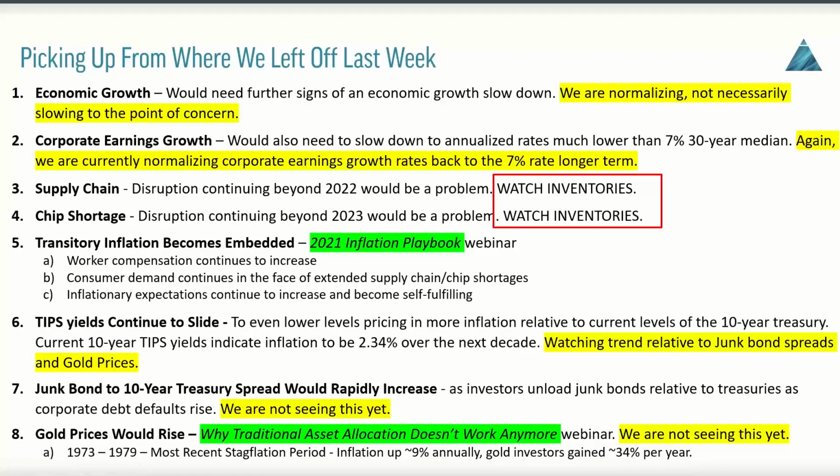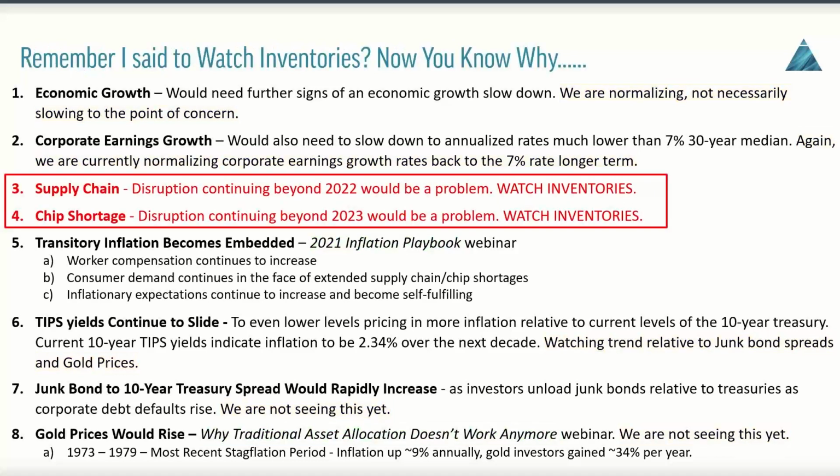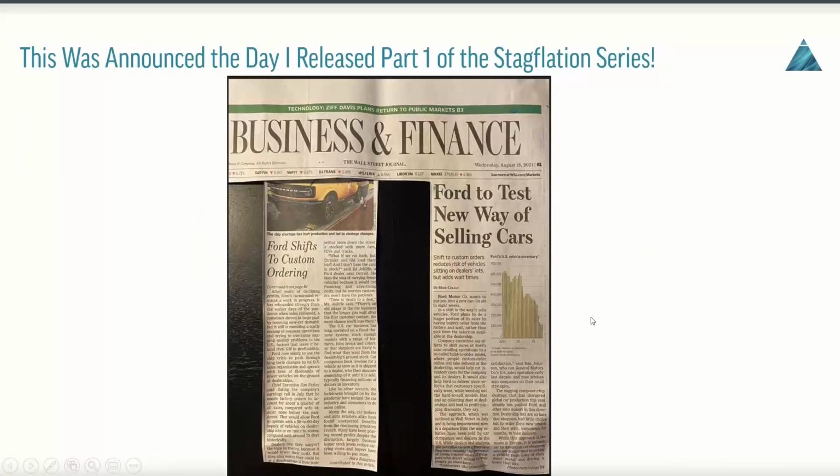And picking up where we left off last week, recall that I had outlined basically 8 of the clues that we need to look for with this concept of stagflation. The ones that I want to focus on are the ones that I bolded last week, and that is we need to watch the inventories. So we're going to focus on points 3 and 4. The supply chain disruption and the chip shortage specifically are things that I mentioned could be a real problem for us if these disruptions continued beyond 2022 and 2023. So this is where we're going to pick up.